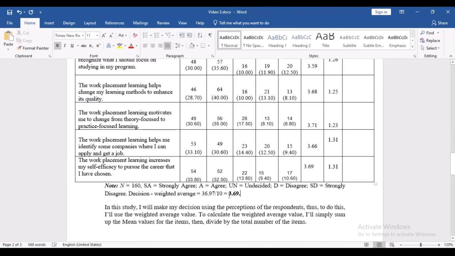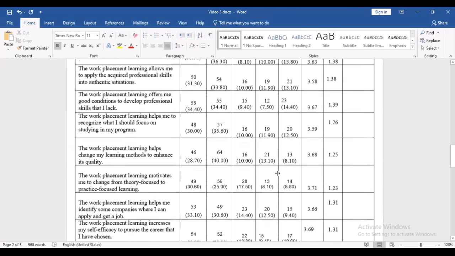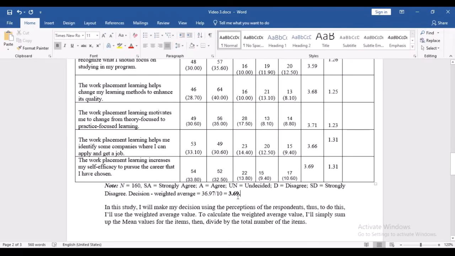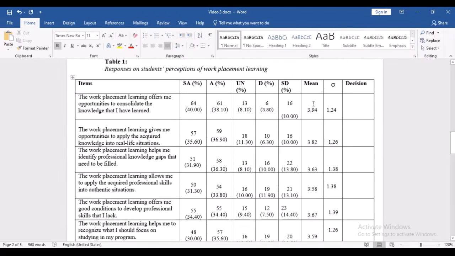Okay, so what I will do is head over here. So I have 3.69. Any of these items here that is not up to 3.69, I will regard as low perception. That is, the students have low perception of that particular item statement. Majority of the students are not feeling that this applies to them. Please remember, it does not mean that you have found something spectacular.